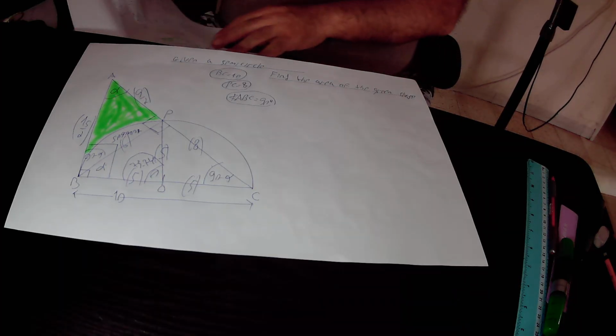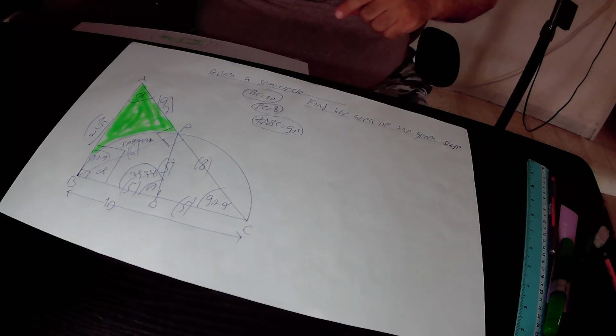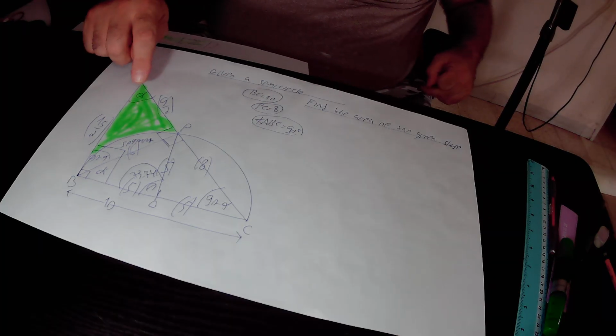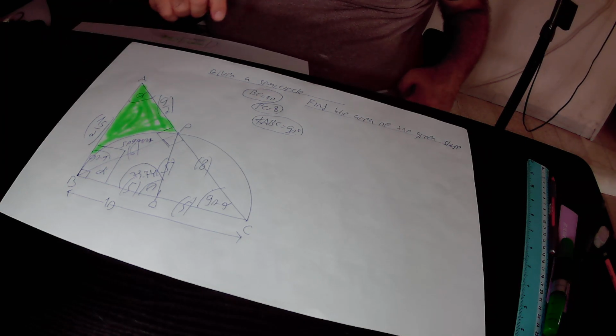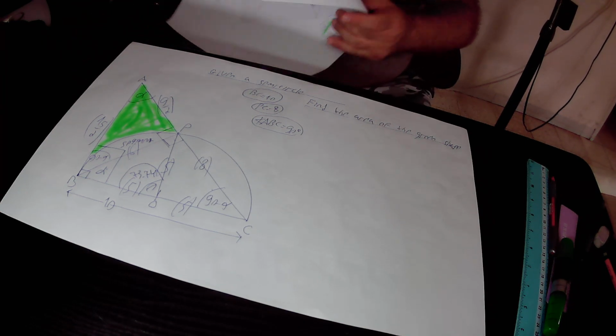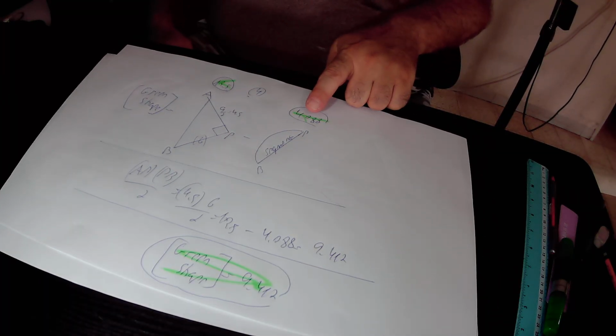Our task is to find out the area of this green shape. From the drawing it is very easy to see that the area of this green shape equals the area of the right triangle APB minus the segment BP. Repeat again, the area of the green shape in total equals the area of the right triangle APB minus the area of segment BP.